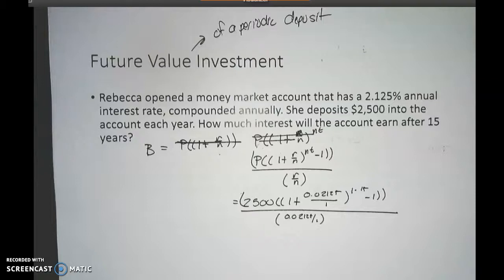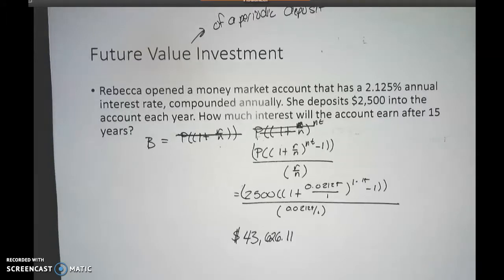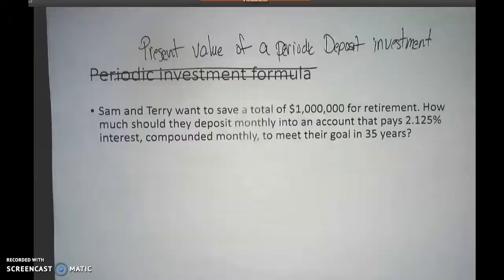So this is another future value of a periodic deposit investment. Again, just want to make sure we have the practice that we need for the final. So this is our formula that we have. Then I substitute it in. So I'm going to pause it and use my calculator. So entering into the calculator, she got $43,626.11.